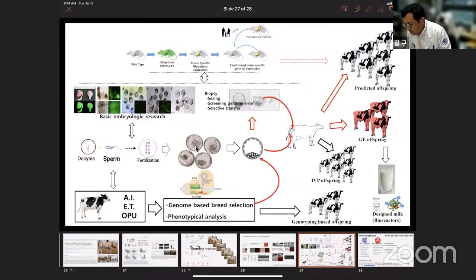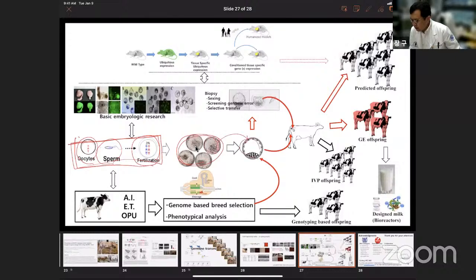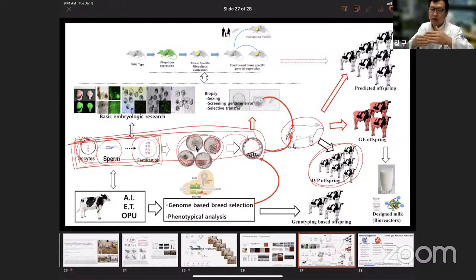This is the last slide for you. Basically, for oocyte, sperm and fertilization, our lab started in vitro fertilization, then collected the embryos, selected and transferred them, and the recipient delivered a normal in vitro fertilized offspring. This in vitro fertilization work for understanding bovine embryos correlates with the mouse work.